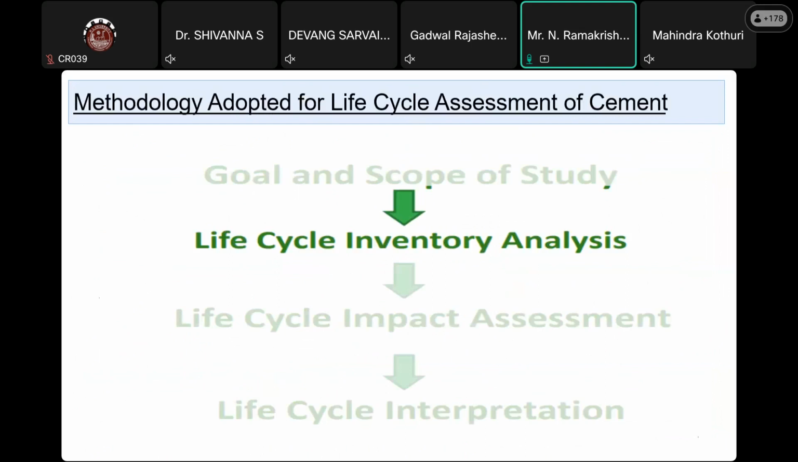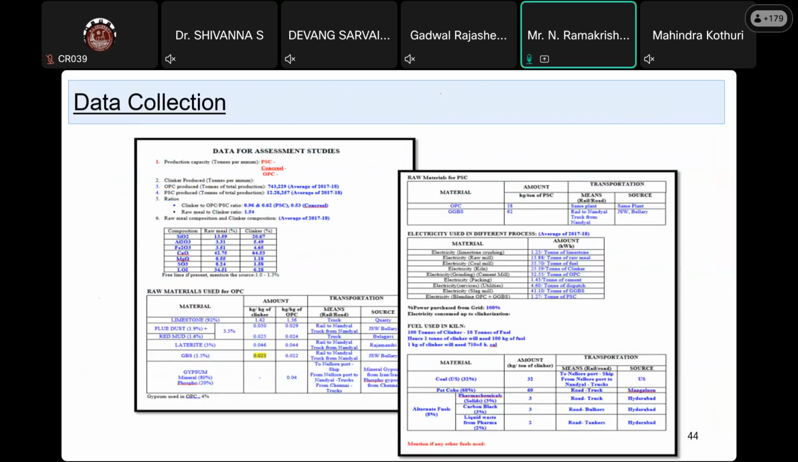Next, the second part, analysis and data collection. From the assessment studies, you can get how much is the composition of the raw material and how much is the composition of the clinker. They collected data for the assessment: for OPC how much is being used, for PSC what is the data, how much electricity is produced, and what the differences are in terms of transportation, methodology and process methods. Actually, it's data collected from a cement factory.